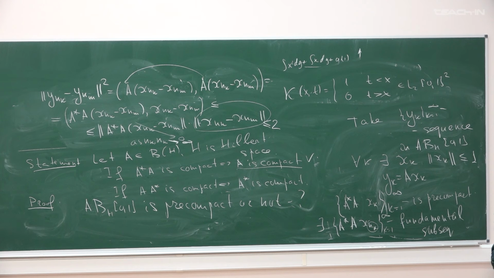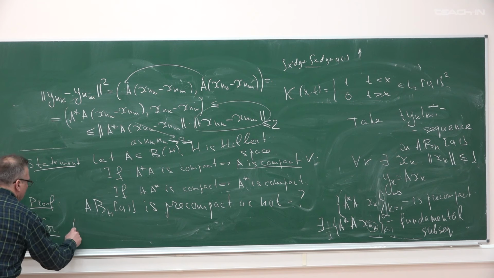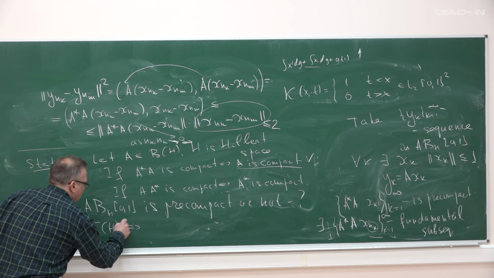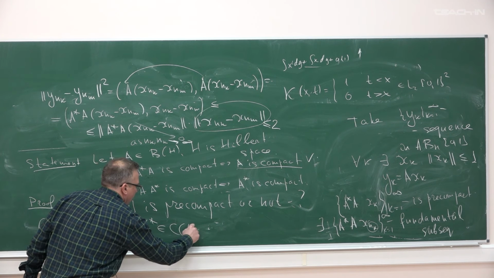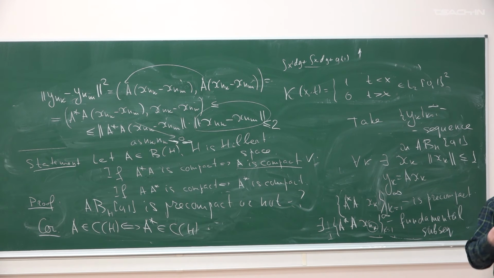You immediately obtain the equivalence of compactness of the operator and the Hilbert adjoint operator. So, corollary: A is compact in H if and only if A star is compact in H. So if you start to investigate the operator, it may be difficult, but you can find the adjoint operator and investigate the adjoint operator. And moreover, all statements which are valid for compact operators, if valid for operator A and A is compact, are valid for A star. This will be convenient for us when we start the Fredholm theory.